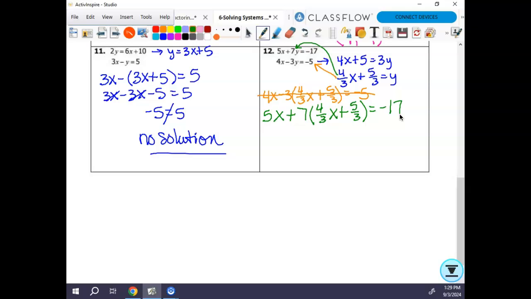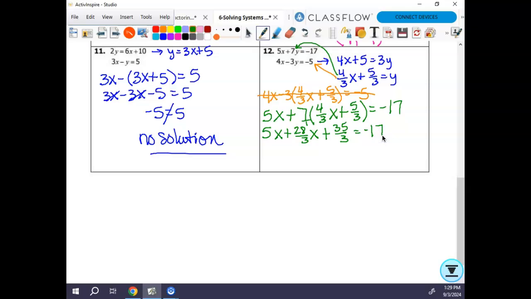So then this is going to give me 5x plus. Now, can I reduce these fractions as I multiply? Like, is the 7 going to cancel out with that 3? No. Are we going to make up math because it's fractions? No. That 7, you can think about it being over 1, and you multiply straight across. So this is going to give me 28/3 times x plus 35/3 equals -17.